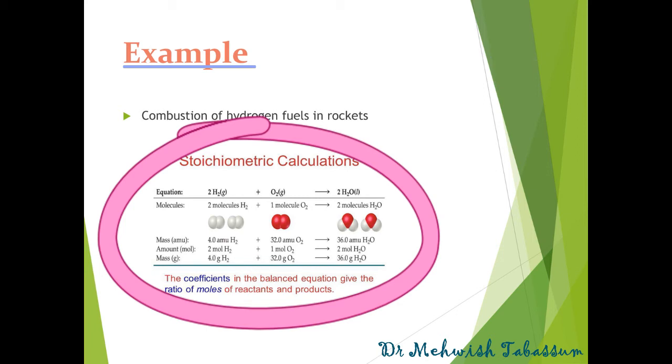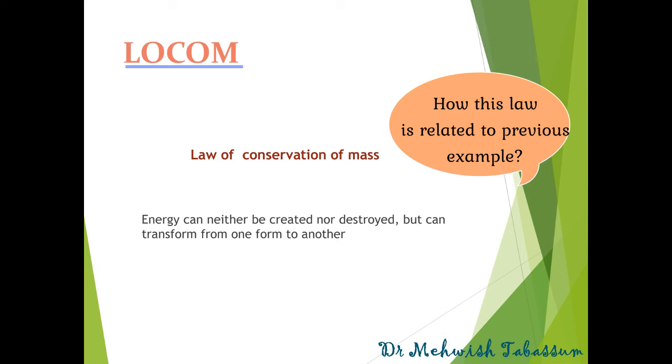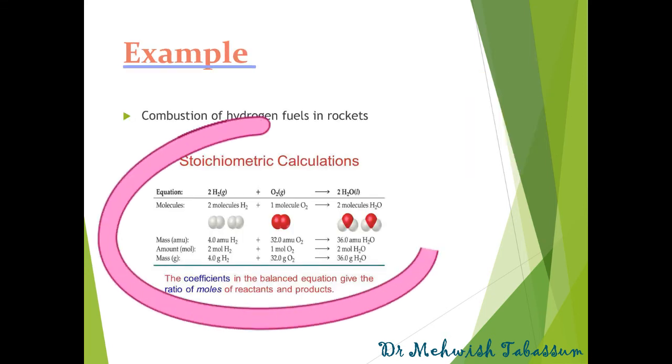What is this ratio actually depicting? This ratio is actually depicting another law that is all about mass: the law of conservation of mass. The law of conservation of mass is actually related to energy changes, and it says that energy can neither be created nor destroyed, but it can transform from one form to another form. How is this law related to the previously discussed example of stoichiometric calculations of fuel in rockets by the combination of hydrogen gas and oxygen gas?